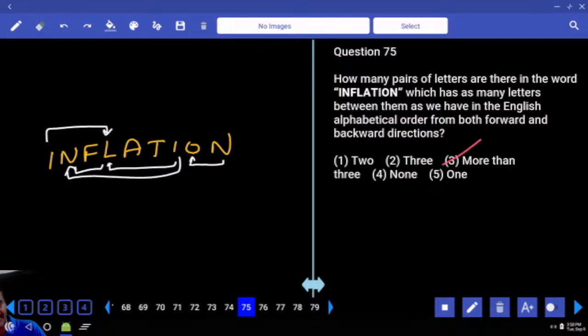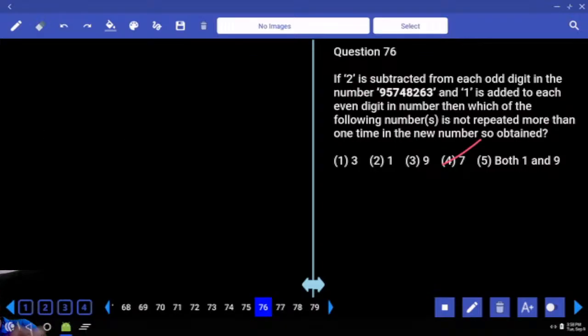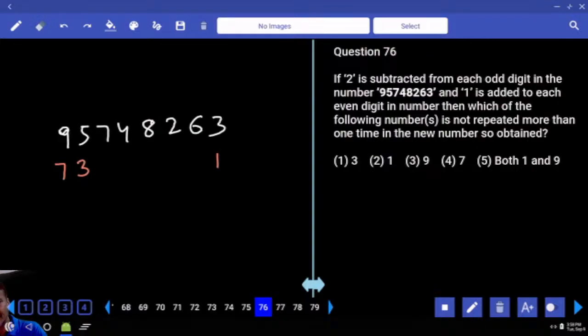Then the next one, 76. Now in this 76, what is the number we have? 95748268. Now in this number, 2 is subtracted from each odd digit. 2 subtracted means this is 7, 3, and this is 1. Clear? 5. Now 2 is subtracted from each of these odd digits, and 1 is added. 5, 9, 3, 7.